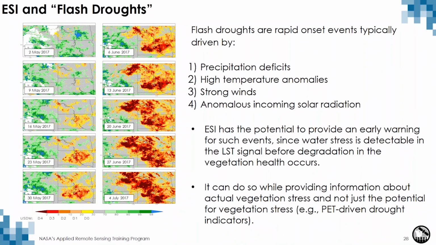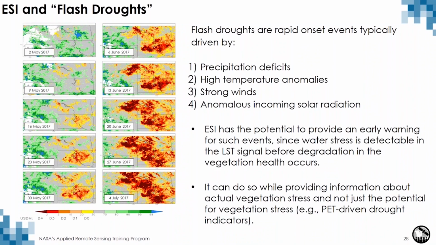Most people think of drought as a slow evolving phenomenon. What we've learned though is that, especially in agricultural interests, we can have these flash droughts, which are really just driven by precipitation deficits, hot temperatures, strong winds, less clouds, so you have more solar radiation, more energy at the surface to evaporate.